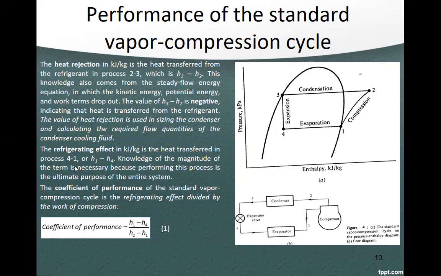Next, refrigerating effect. So, this is h1 minus h4. Knowledge of the magnitude of this term is necessary because performing this process is the ultimate purpose of the entire system, which is the cooling. That is why it is called the effect. The refrigerating effect is normally always in kilojoules per kilogram or BTU per pound. That is why it is called refrigerating effect per unit mass. Some answers in the Philippines give the refrigerating effect in kilojoules, but what you read in books is per unit mass. That is their definition.